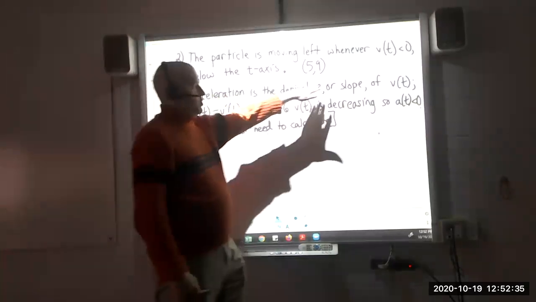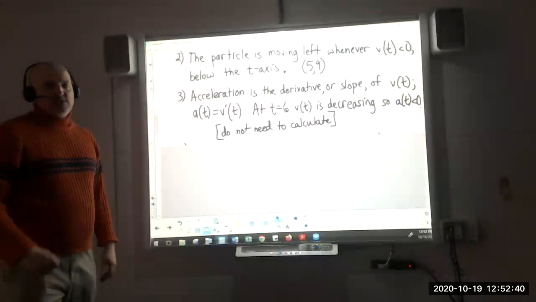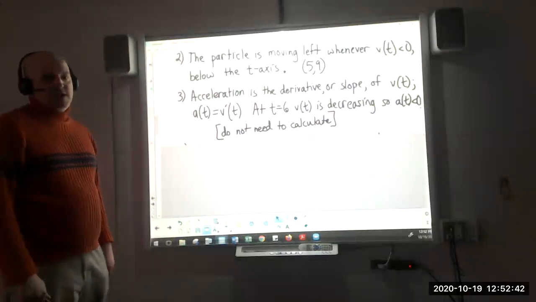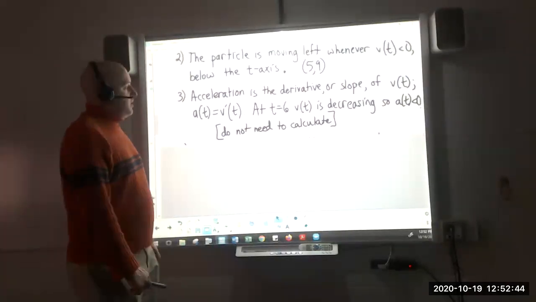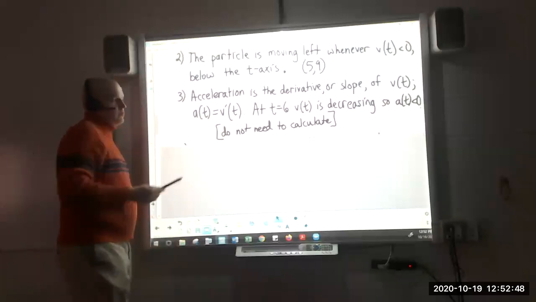notice again how I have used a description I didn't necessarily need. Acceleration is the derivative or slope of v of t. I didn't need to say that here. I chose to say that to communicate to you and also to help you practice, because we're practicing our vocabulary. I could do the same thing as that sentence right here by saying a of t equals v prime of t.